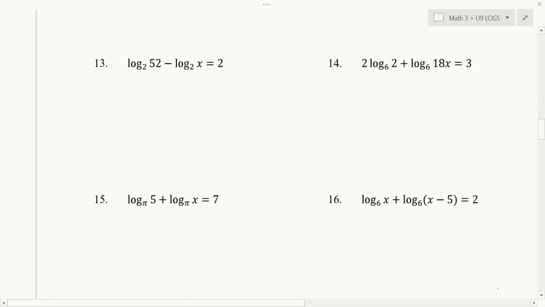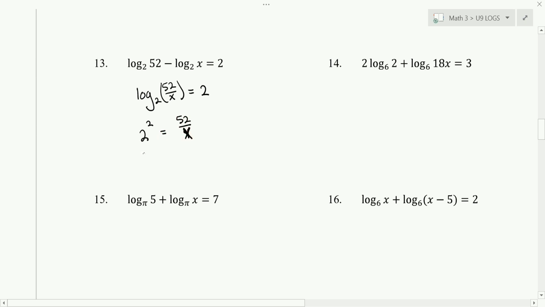Number 13, I'm going to condense the left side by using the quotient property. And then I'm going to change it out of log form into exponential form. So the base is 2. The exponent is what the log is equal to, which is also 2. And that's equal to 52 over x.